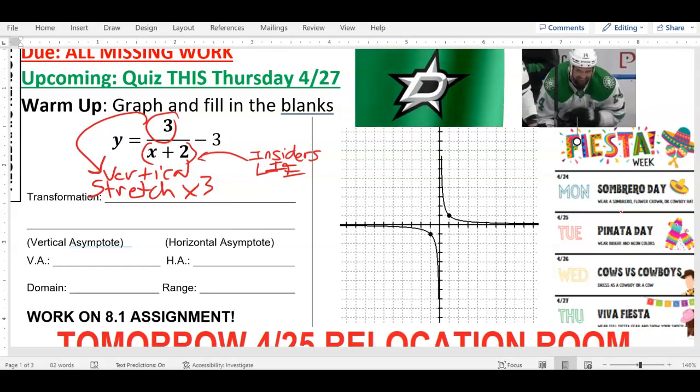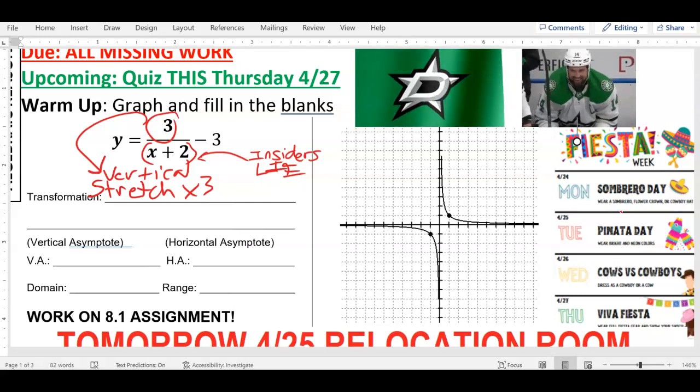Opposite of +2 is what? -2. I need more people participating. You, put the phone away. Put it away. The opposite of +2 is -2, so is that going to go left or right? What do y'all think? Left or right? -2 is left or right?